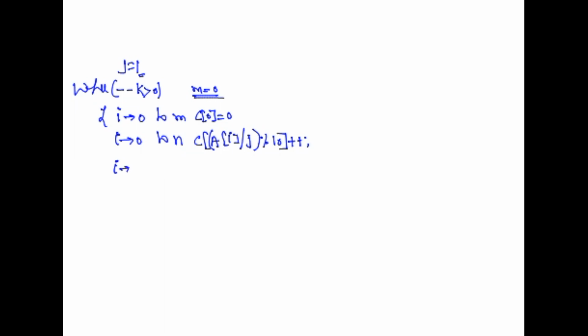Now I find the cumulative sum as before. For i equal to 1 to m, c of i plus equals c of i minus 1, right? So this is finding the cumulative sum.